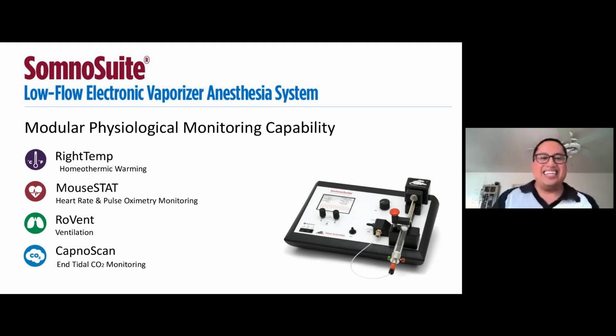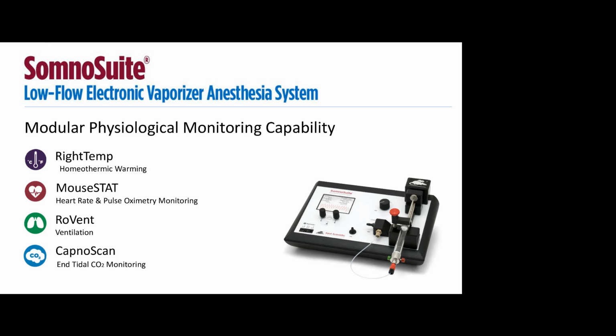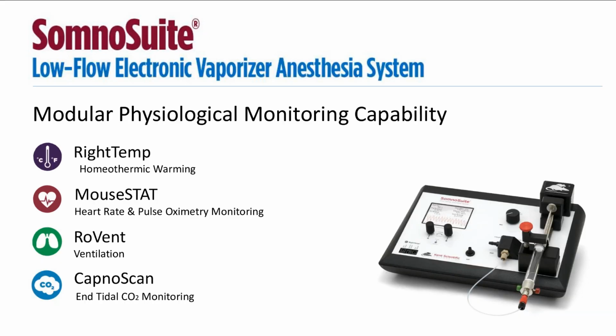Yes. Okay, good. So what I was talking about, we were going over the other additional modules that you can add to the SomnoSuite. The SomnoSuite itself already comes loaded with the right temp homeothermic warming module. If you're interested in current and pulse oximetry monitoring, you can add the mousestat module. For ventilation, you can add the RowVent. And finally, if you plan on looking at end tidal CO2 monitoring, you can add the CapnoScan module. So now I'll go ahead and play a quick video for you that will look at the low-flow vaporizer systems.